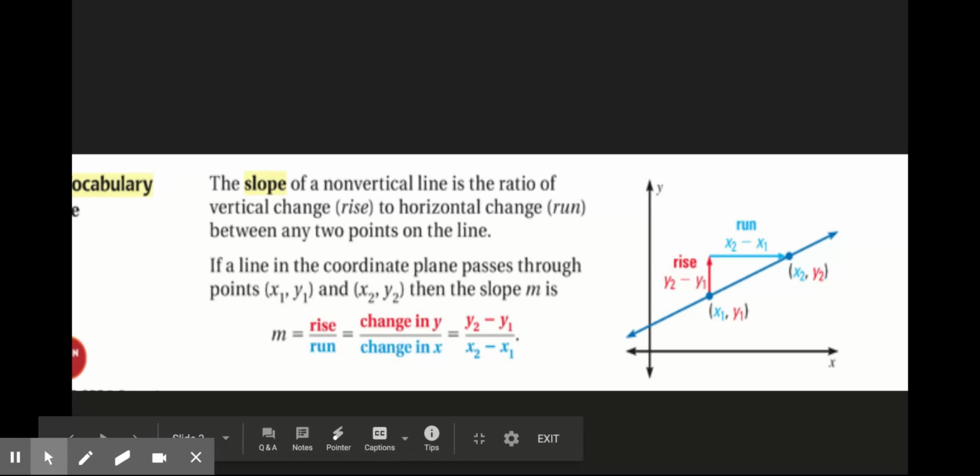The slope of a non-vertical line is the ratio of the vertical change, the rise, to the horizontal change, the run, between any 2 points on that line. Okay, if a line in the coordinate plane passes through points (x1, y1) and (x2, y2), then the slope m is this. So I like this slide because we talk about rise over run, change in y over change in x, y2 minus y1 over x2 minus x1, all meaning the same thing. Right? Here's your rise, your difference in the y's. Basically, how much did you go up compared to how much did you go over? And putting together that ratio. Right?